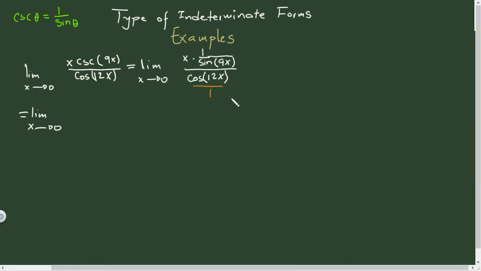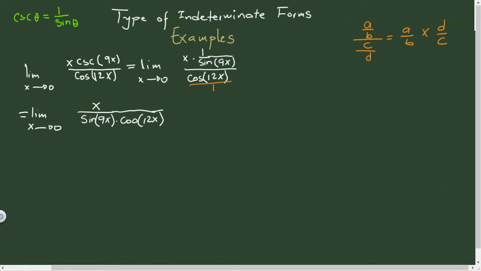This is almost the same as what we've been doing the whole time. When you have a over b over c over d, you can turn that into a multiplication. So we will have x over the sine of 9x, times 1 over the cosine of 12x.